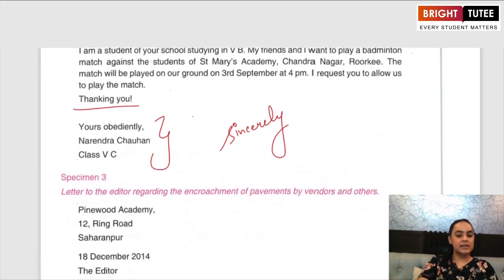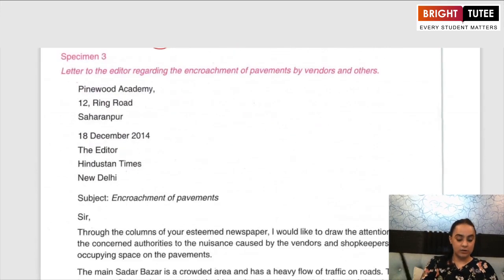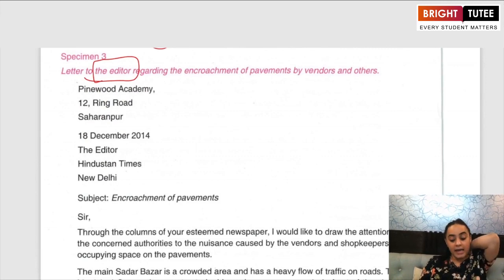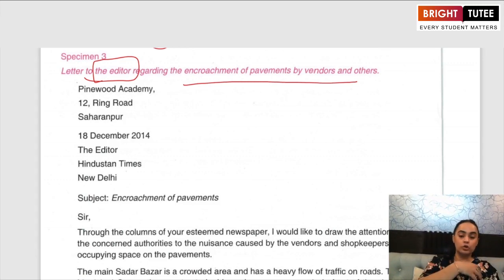Now the next is you have to write a letter to the editor of either a magazine or a newspaper regarding the encroachment of pavements by the vendors and others. The way the vendors have occupied the maximum portion of the pavement is something that really annoys you, and thus you decide to write a letter to the editor of a newspaper to express your opinions on the same.